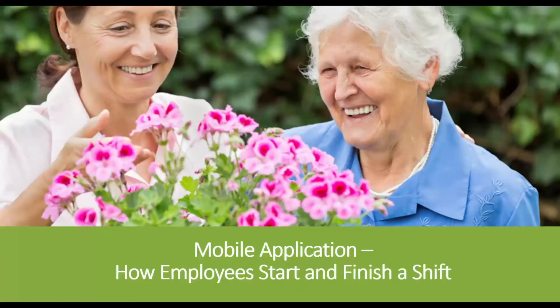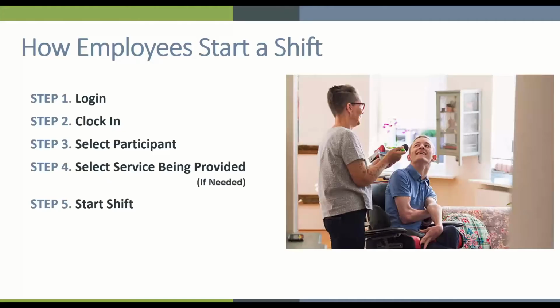All right, so now the employee has registered. It is time to clock in. It's time for your shift to begin. Now, the way electronic visit verification works is when your shift begins, you clock in. When your shift ends, you clock out. So if you start the shift at a laundromat, if you started driving your participant somewhere, if you start it at the participant's home, whenever your shift begins, that's when you're going to clock in. Whenever your shift ends, that's when you're going to clock out. So let's take a look at how employees start and finish a shift.